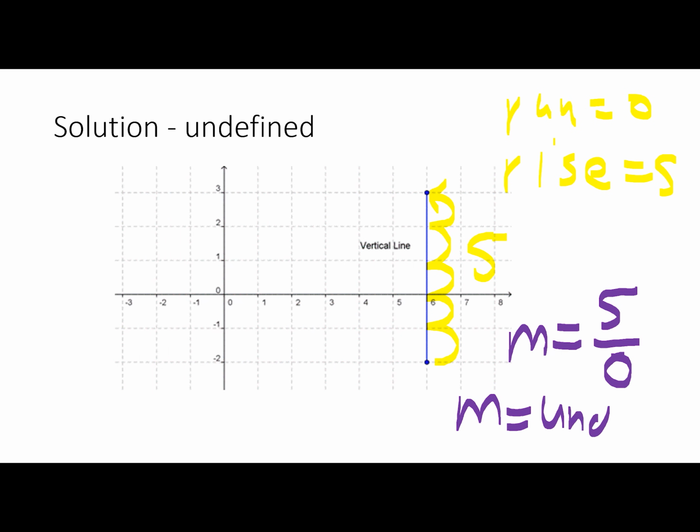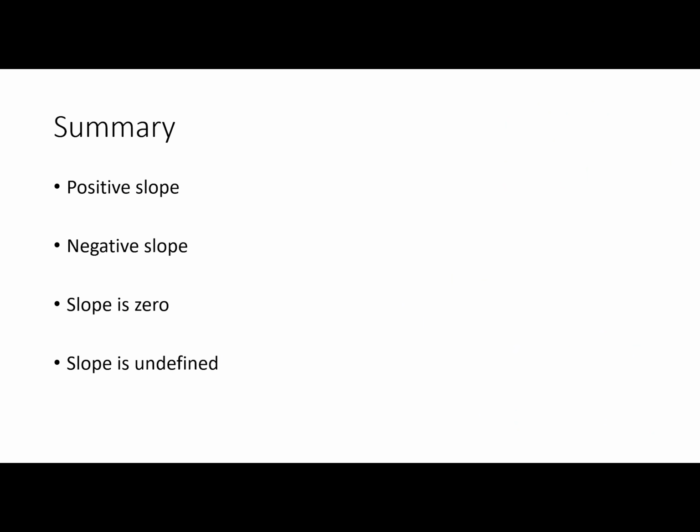And now we know 4 different types of slope. One that goes up is positive. The one that goes down is negative. The one that is horizontal has 0 slope. The one that is a vertical line has undefined slope. So summary, positive slope, going up, you're skiing up. Negative slope, going down. 0 slope, horizontal line. Undefined slope, vertical line.